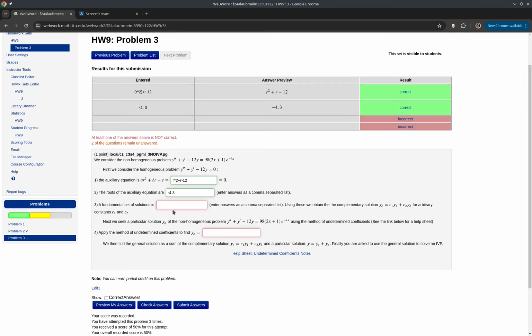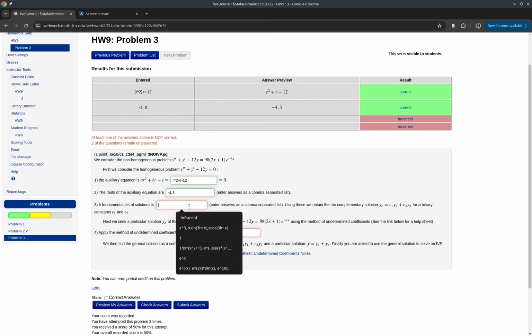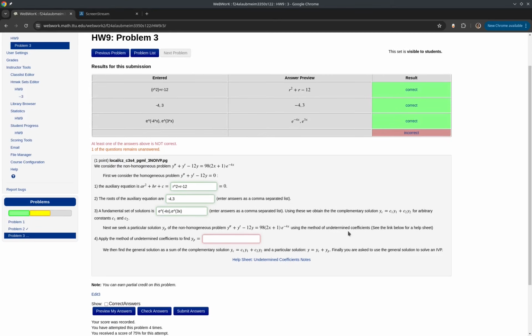So then we're asked for the fundamental set of solutions. So remember, we assumed that y was e to mx. So my y1 is e to minus 4x, and my y2 is e to 3x. Just plugging in those roots that I found. And those are correct as well. So we can go ahead and continue to the last part, the thing that's new, where we're going to try to find the particular solution for this very long differential equation.